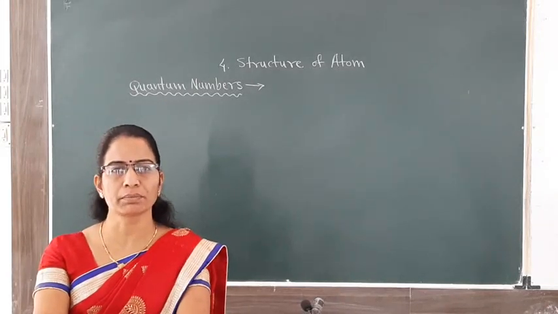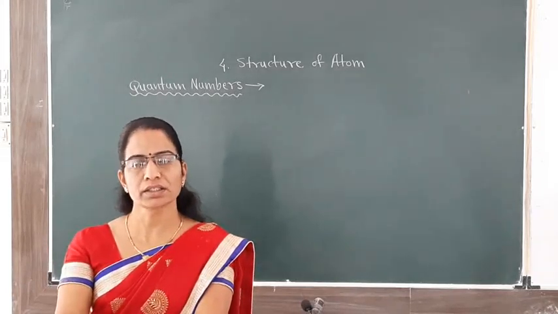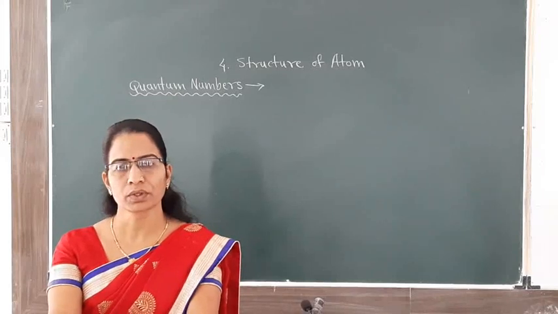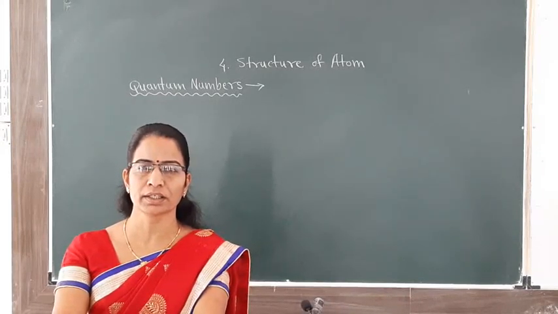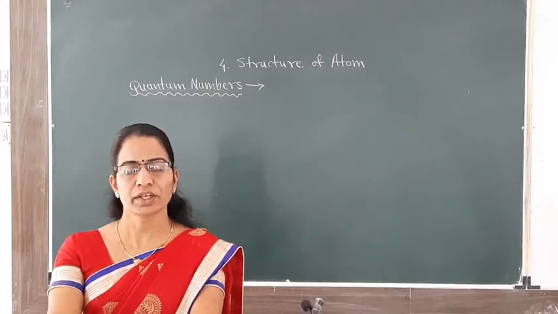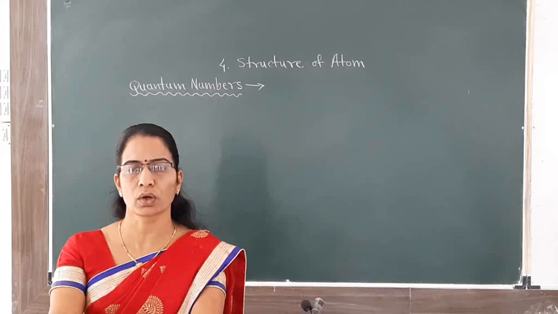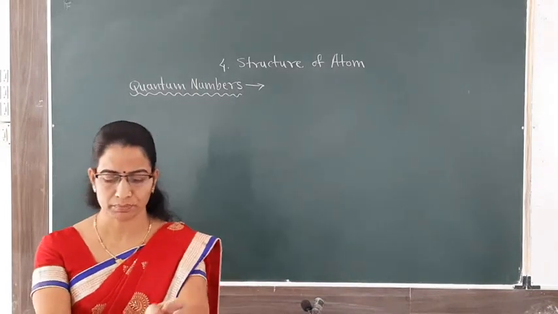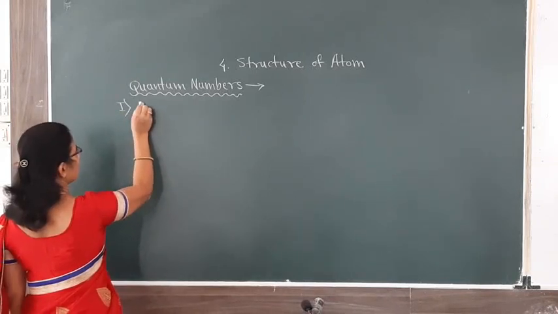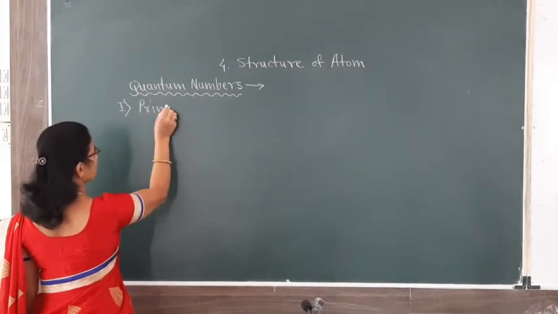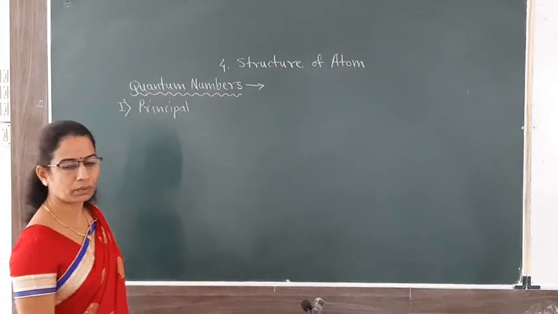So, what are quantum numbers? The numbers which identify the state of an electron, which specify the energy associated with it, and also which give their location around the nucleus, are called quantum numbers. Now first we will study the principal quantum number.